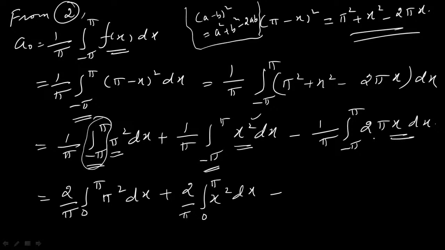Minus, coming to the next. Here you have x, and 2 pi is a constant, with x having power 1. If you replace x by minus x, what happens? You get an odd function. If it is an odd function, immediately that becomes 0, isn't it? Since the limit is from minus pi to pi, that becomes 0.